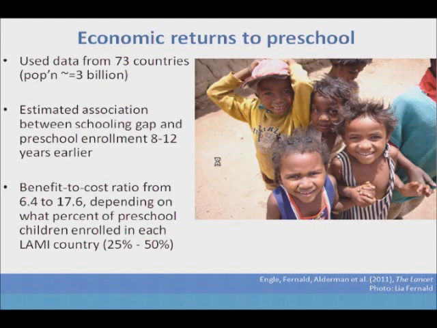So we use data from 73 low income and middle income countries with a total population of 3 billion people, and calculated a benefit to cost ratio ranging from 6.4 to 17.6. So this depends on, are you modeling putting 25% of kids in preschool or 50%, and then what discount rate you use. So this means for every dollar invested in preschool, you're getting a $6 to $17 return on later school attainment and later labor market participation.